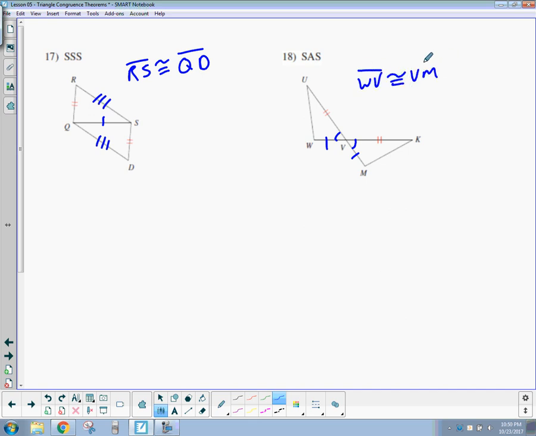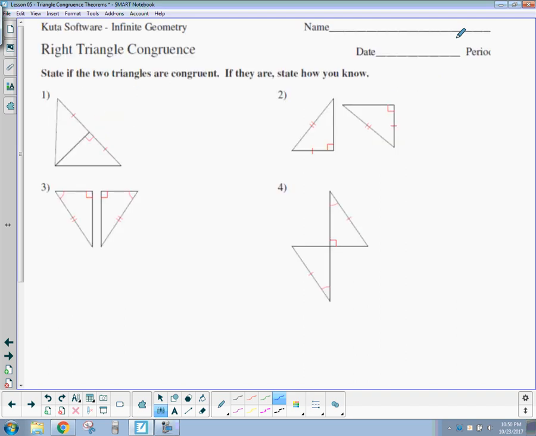Alright, let's flip to this worksheet. Now this one's going to be a little different. I tweaked the worksheet to fit my needs, but we're still going to work it out, okay? For number 1, again, pause the video. We're just stating which postulates work, okay?